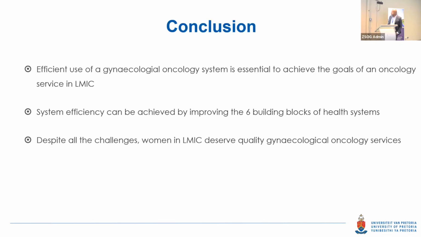As a conclusion, efficient use of the oncology system is essential to achieve the goals of an oncology service in a low and middle income setting. Service efficiency can be achieved by improving the building blocks of systems. Despite all our challenges, women in low and middle income settings deserve quality gynaecological oncology services.